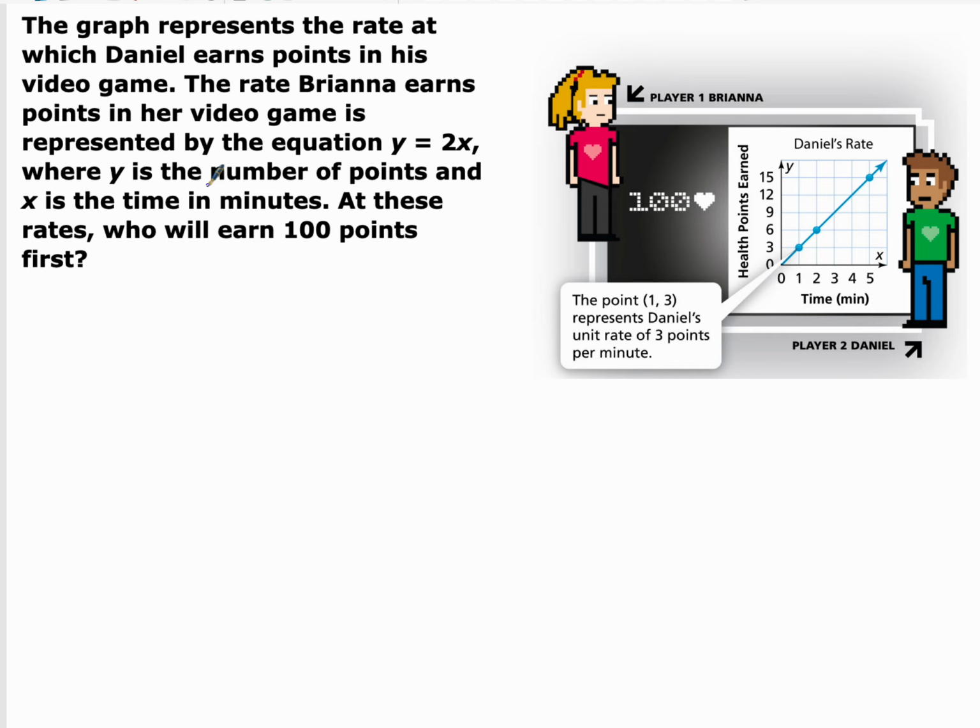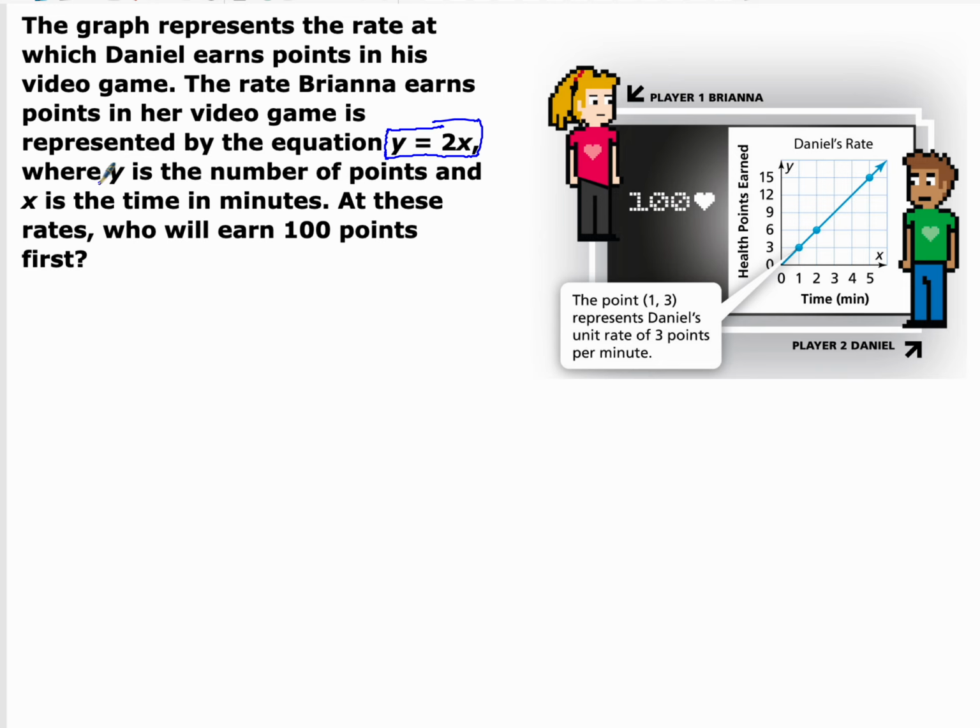The graph represents the rate at which Daniel earns points in his video game. The rate Brianna earns points in her video game is represented by the equation y equals 2x, where y is the number of points and x is the number in minutes. Okay, let's pause right there for a second. So Daniel's is represented on the graph, right? Yes. It says right there at the top, graph is Daniel's information, and the equation is Brianna's information.